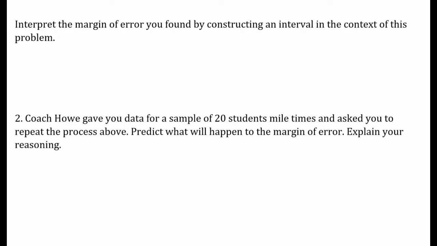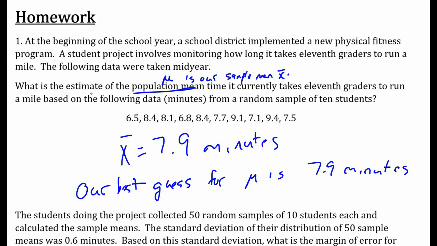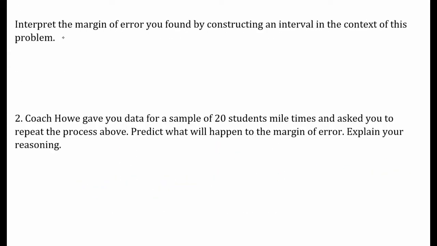Interpret the margin of error you found by constructing an interval in the context of this problem. So what interval do I get? Well, my sample mean was 7.9. The center of that distribution is going to be 7.9 plus or minus 2 standard deviations, plus or minus the margin of error. So my confidence interval is 7.9 minus 1.2, which gives me a lower bound of 6.7, and 7.9 plus 1.2, which gives an upper bound of 9.1.